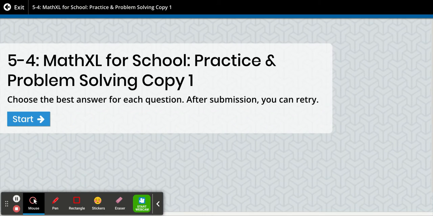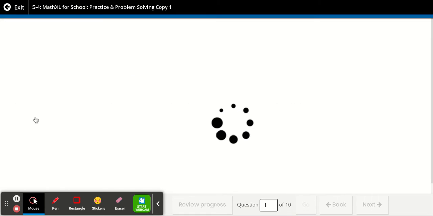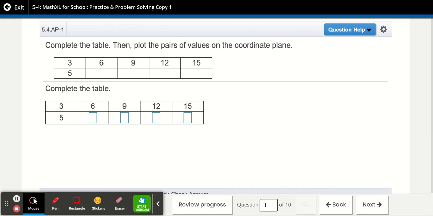Welcome. And we're going to be covering some additional examples on lesson 5.4. So let's get started on that first problem. In total, I'll cover about 5 problems of additional examples. Okay, so we're asked to complete the table, then plot the pairs of values on the coordinate plane.